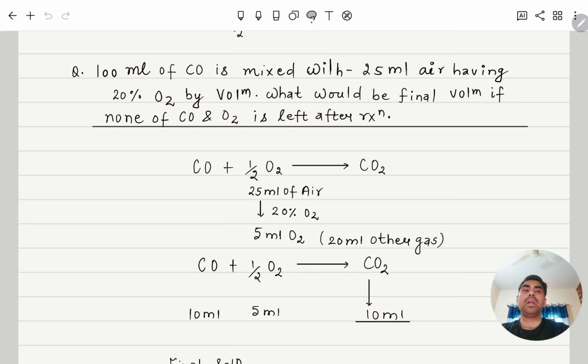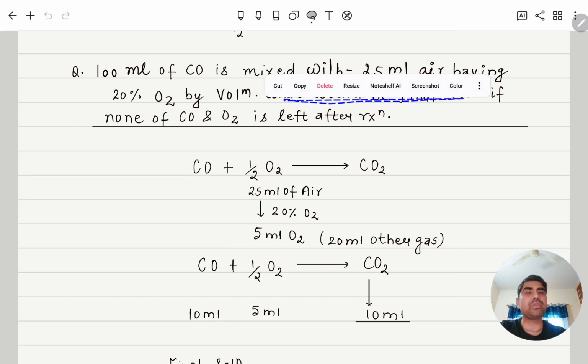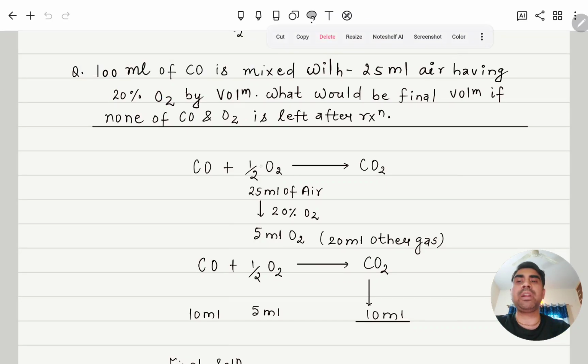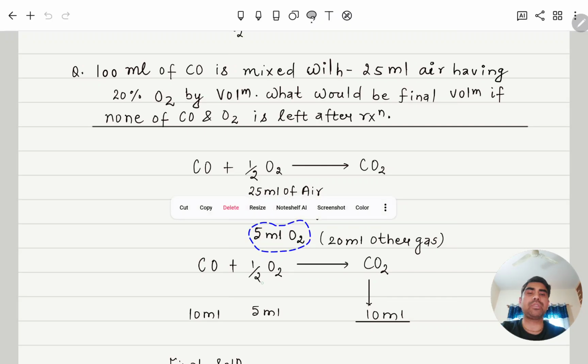Next, like that only, you can see this: 100 ml of CO is mixed with 25 ml of air having 20% O2 by volume. What would be the final volume if none of CO and O2 is left after the reaction? In the question it is telling us, so we will consider this: none of the volume of CO and O2 is left. Here you can see CO, and in 25 ml of air, 20% is O2. So 20% of 25 ml is 5 ml. So 5 ml of O2 is there.